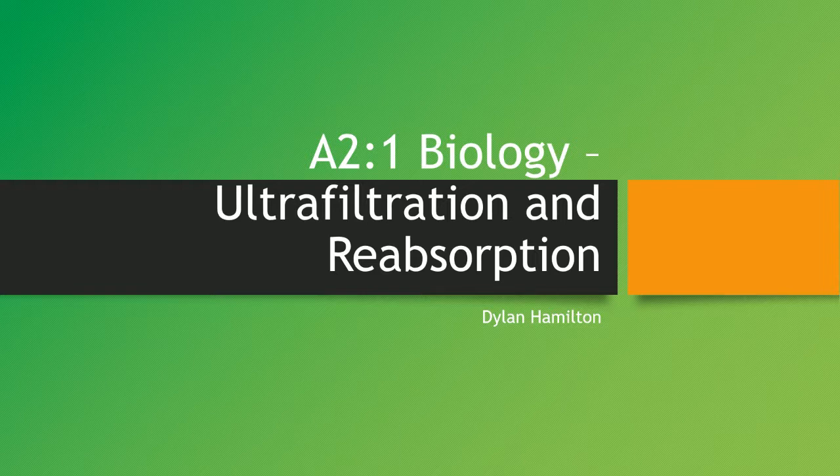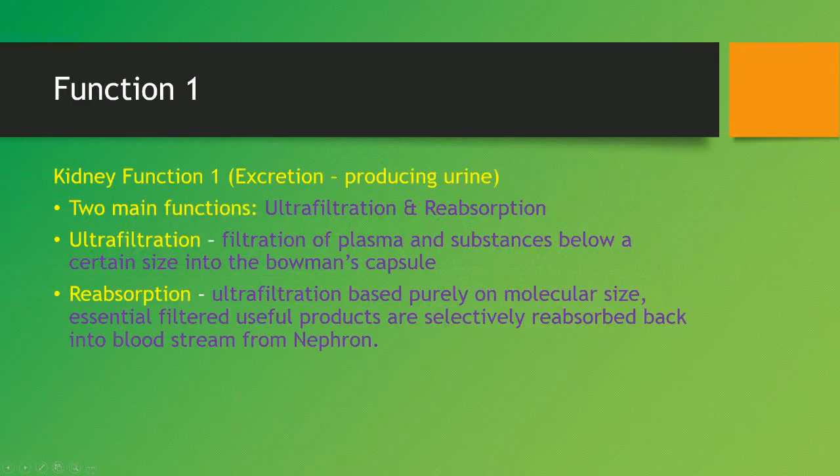Basically, we're just going to finish off the kidney completely here, as ultrafiltration and reabsorption are the two real parts of the excretion function, and then we also have the kidney's function in osmoregulation. So kidney function 1 is filtration, which is producing urine, and the two main functions within this are ultrafiltration and reabsorption. If it asks you to state the functions, you'll be using ultrafiltration, reabsorption, and osmoregulation. So what exactly are these terms?